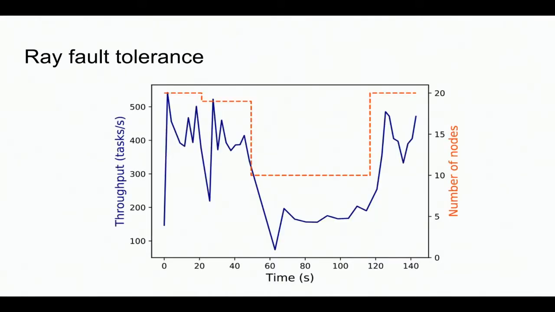As I mentioned, Ray is also fault tolerant. And here's an experiment that demonstrates this. We start off with 20 machines. In red here, you see the number of machines, and in blue, you see the task throughput. Then after 25 seconds, we remove one machine from the cluster.